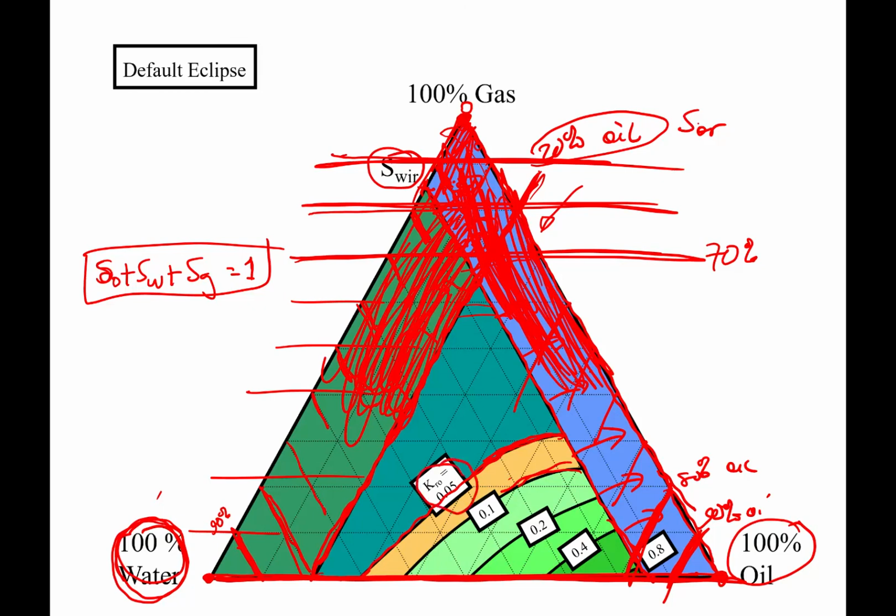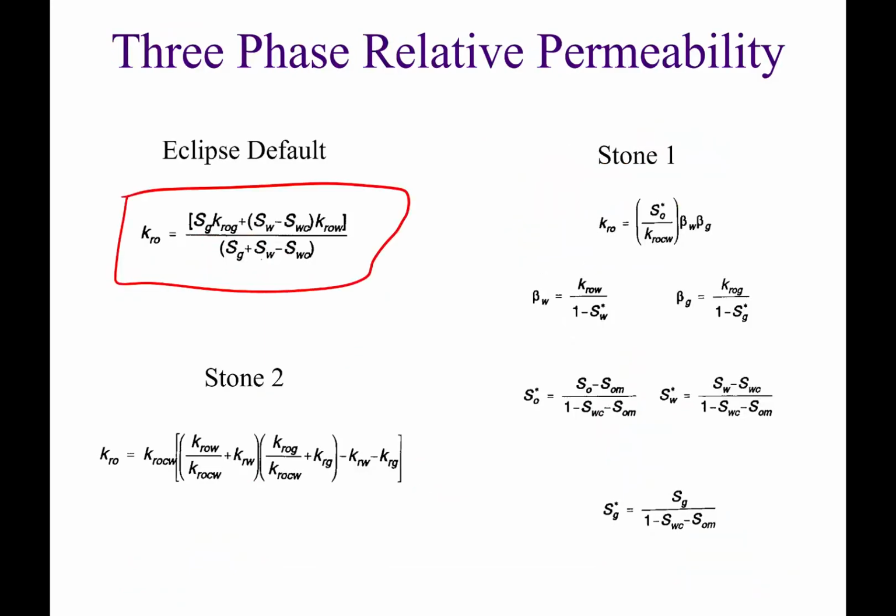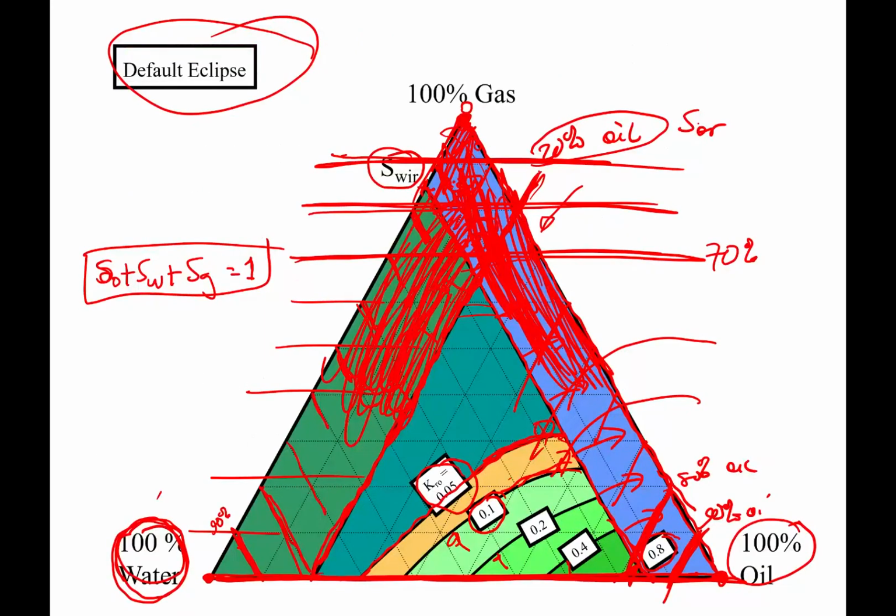And this is KRO of 0.5, KRO of 0.1 for this line, KRO of 0.2, and relative permeability increases down this way up to a value of 0.8. The equation for these lines are from the default Eclipse model, which we showed here. So this equation basically combines different water saturations and you get the curved lines.